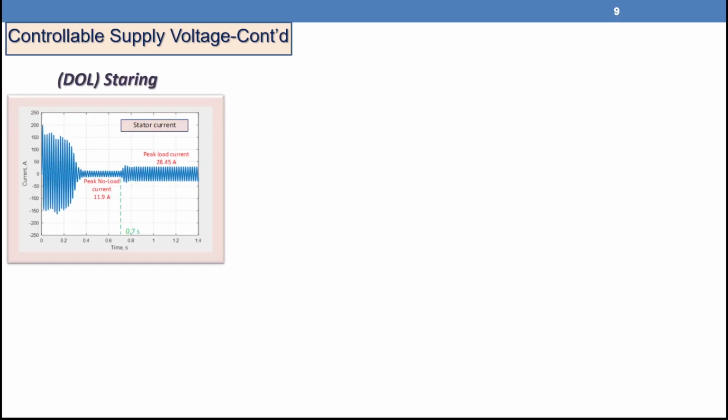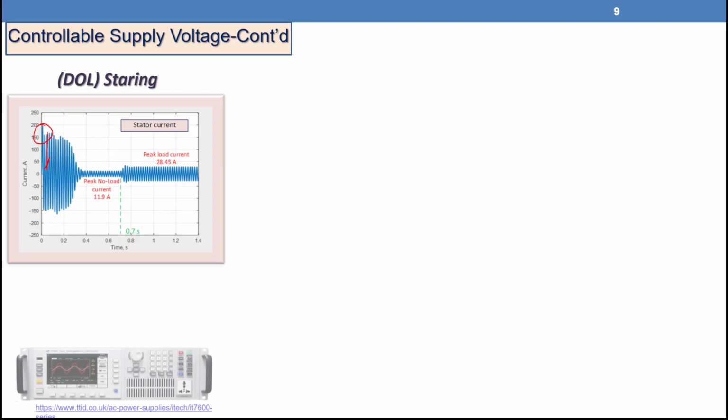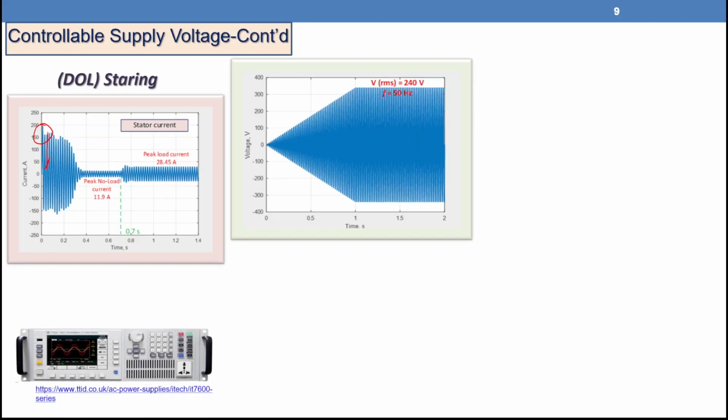Let me remind you about the starting current in case of direct online. We have a high starting current, as you can see here. This means that we need to reduce this value. So what we are going to do is use, for example, a programmable supply to build a ramp voltage, increased from 0 volt up to the full value over, for example, 1 second, at 50 hertz frequency. I'm going to use the same example we had in chapter number 5.